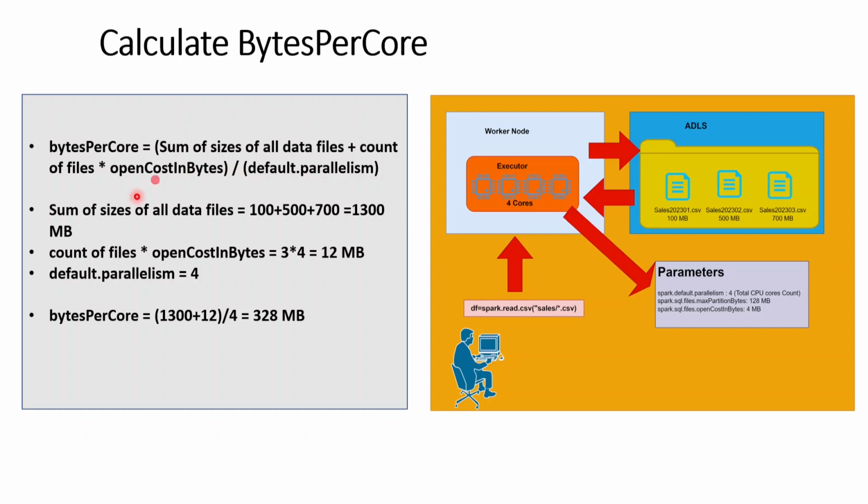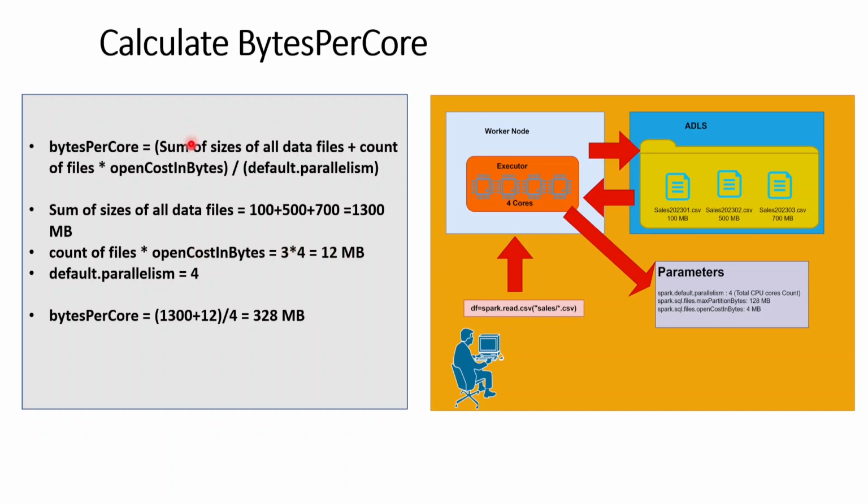Coming to the sum of sizes of all data files, here we have 100, 500, 700. Whenever we perform the addition, it will be 1300 megabytes. And the count of files, that is 3 files. And open cost in bytes, that is 4. So 3 multiplied by 4, that is 12 megabytes.